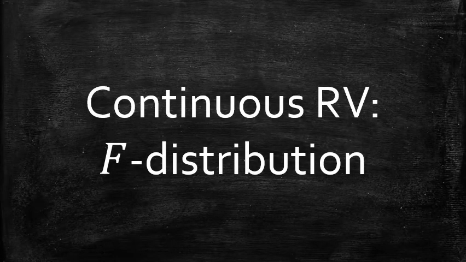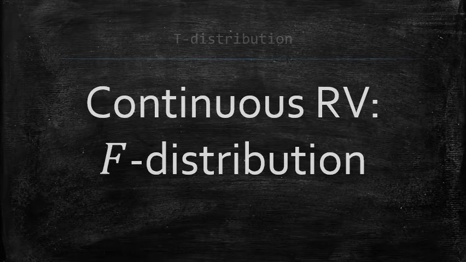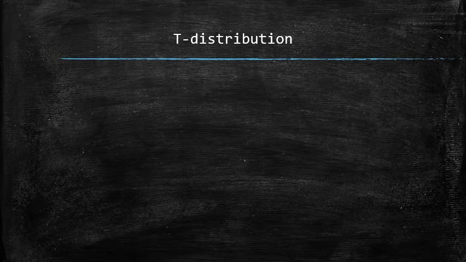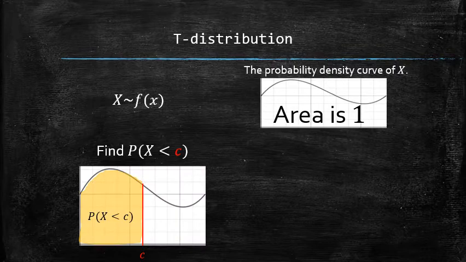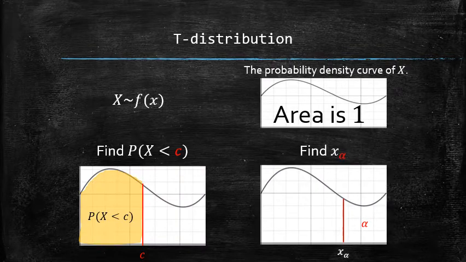Next, we will discuss the F distribution. For every new distribution, we will follow the following template. First, we will discuss the parameters and the properties of its probability density curve. Then we will discuss how to compute the probabilities and find the F sub alphas.